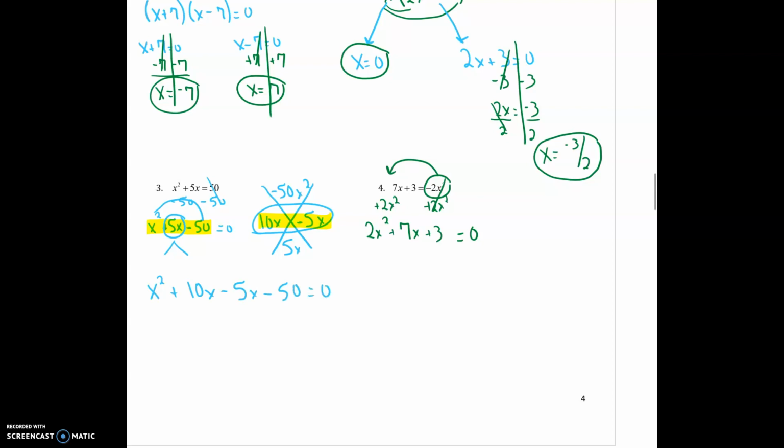And now that I have the 4 terms, I can group them. So parentheses on the first set, parentheses on the second set, and now I'll just GCF my first set of parentheses. So I'll be able to factor an x out of both of those. And when I do that, from the x squared, I'm left with x. And from the 10x, I'm left with 10.